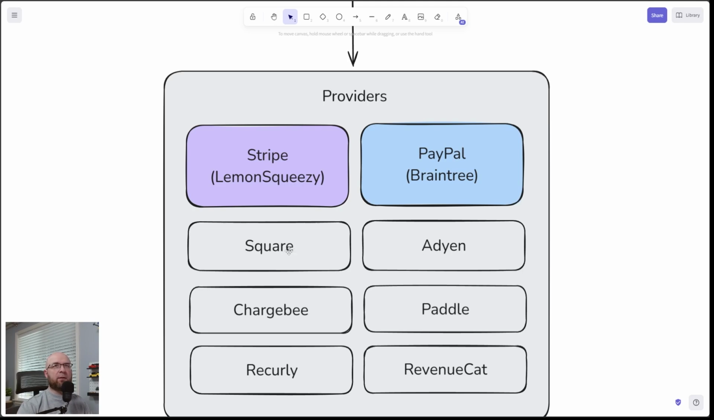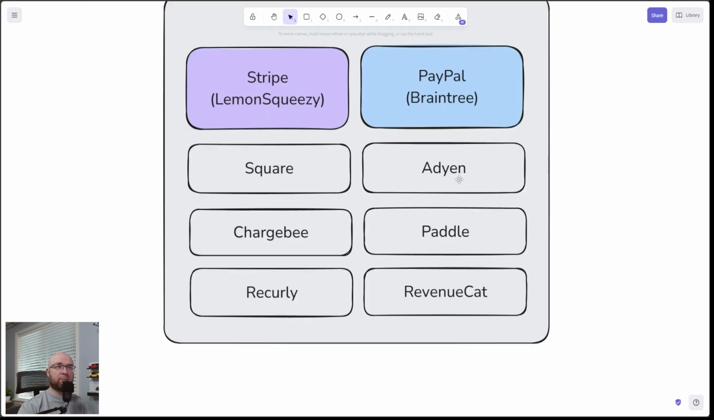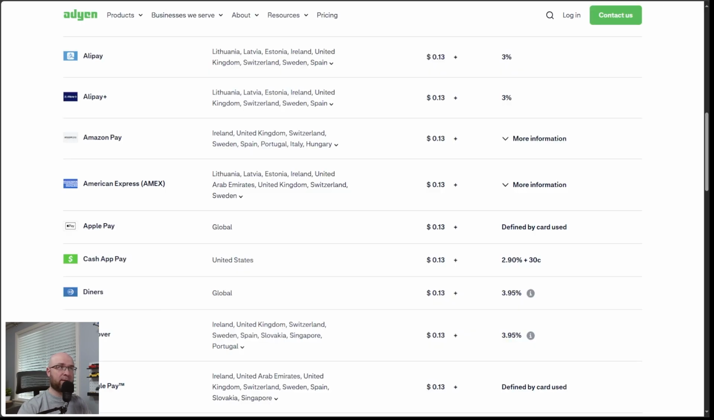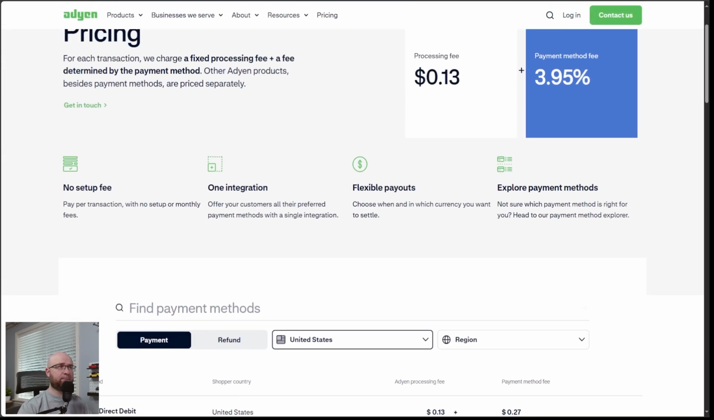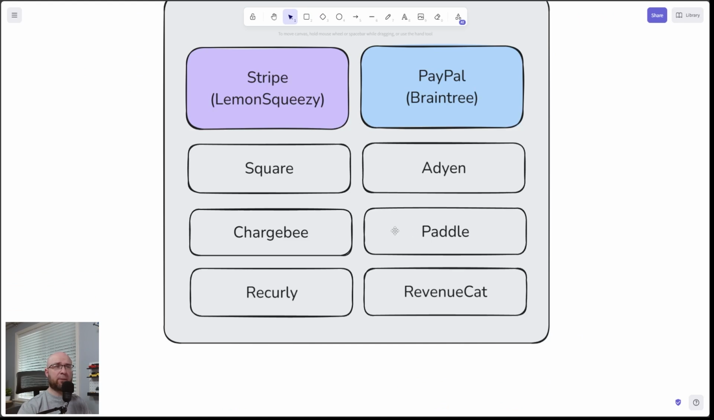And then we have Square. So Square is something you might have seen in a restaurant or some shop. They have a little white square. You touch your card, or you put your card into it, and you pay. They also have an online payment system that you can use. Adyen, we also just looked at. That's going to be this one here. So that's Adyen. And there are other ones.